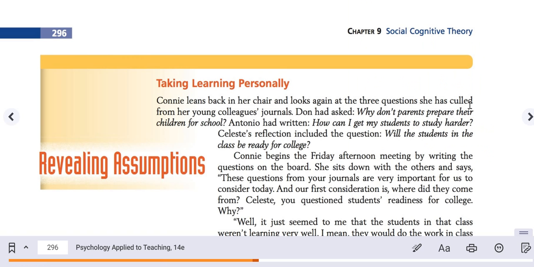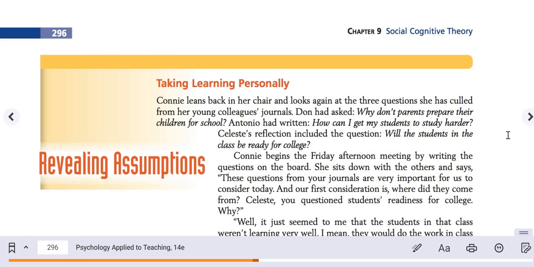Revealing assumptions, taking learning personally. Connie leans back in her chair and looks again at the three questions she has culled from her young colleagues' journals. Don had asked, "Why don't parents prepare their children for school?" Antonio had written, "How can I get my students to study harder?" Celeste's reflection included the question, "Will the students in the class be ready for college?"